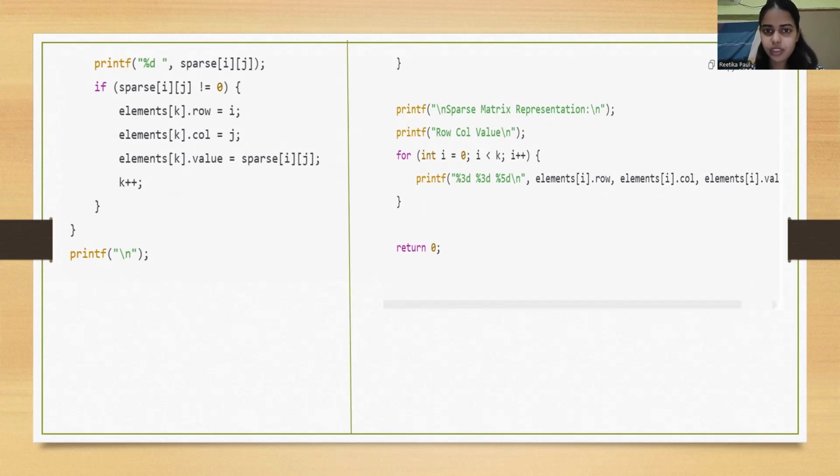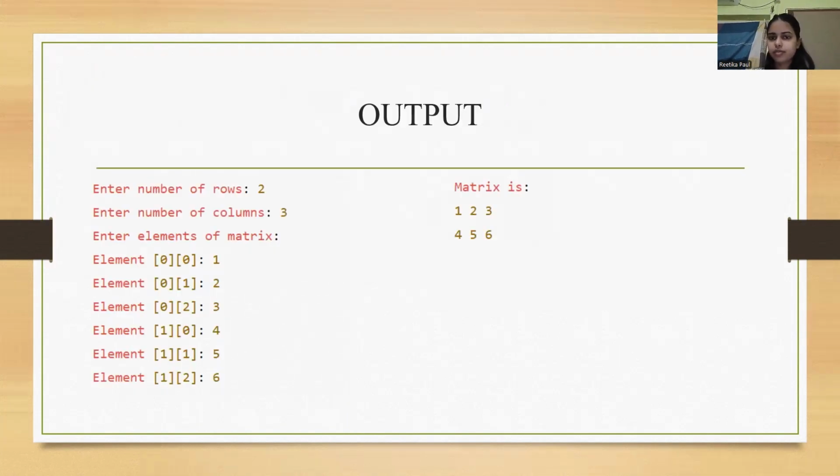So now this is the output. We are entering the number of rows, columns, and the elements we want to add in our matrix, and the computer will give us the required matrix.